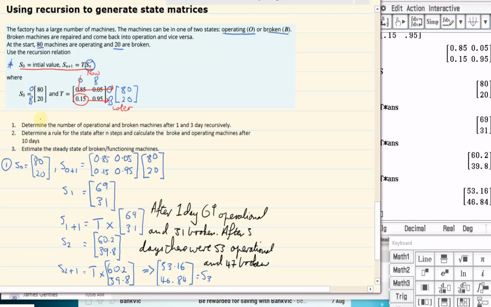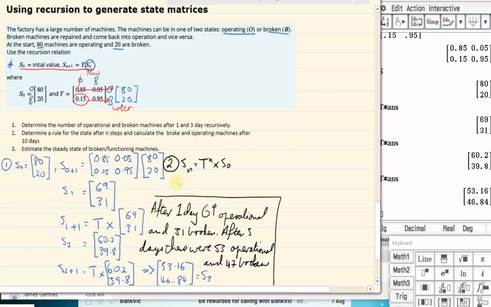Okay. Number 2, determine a rule for the state after n steps and calculate the broken and operating machines after 10 days. Okay, to determine a rule, I'm just going to cut off pieces here. Don't have a lot of page left today for some reason. Okay, so number 2, do a different color. Determine a rule. Our rule for any state is Sn is equal to Tn times S0.